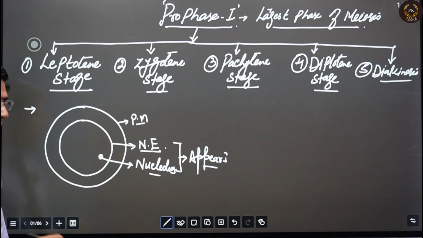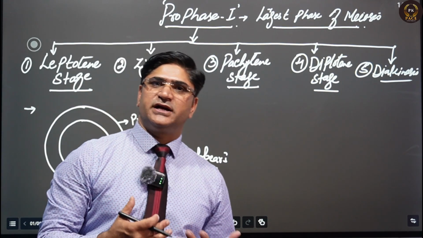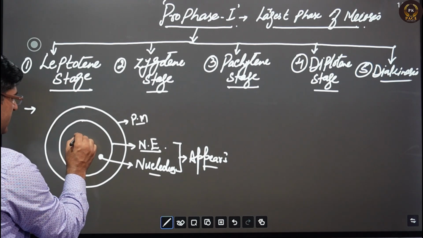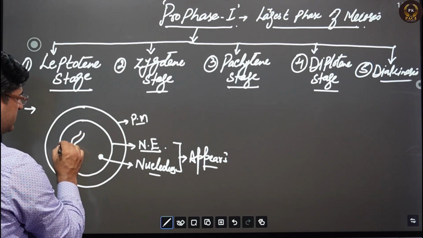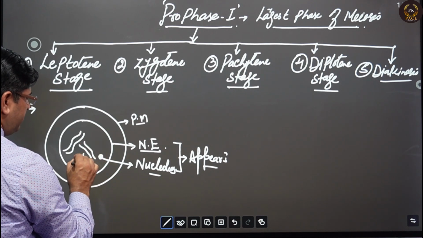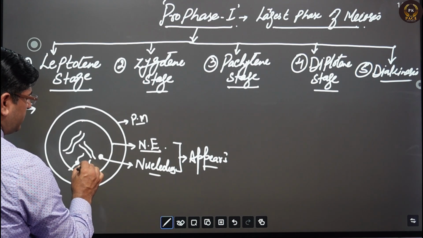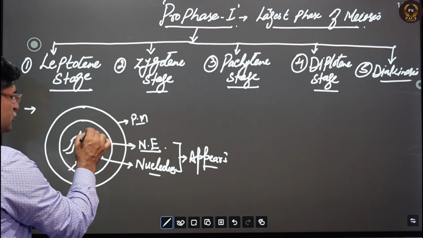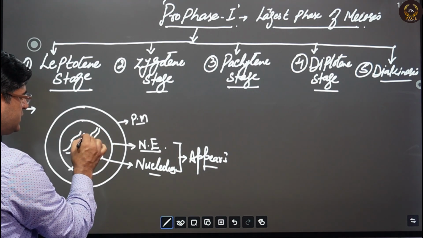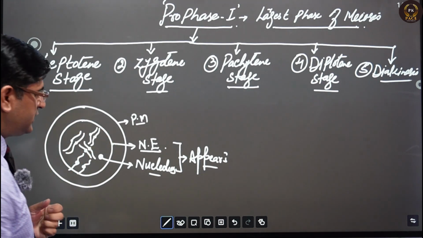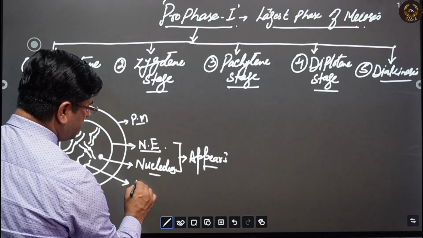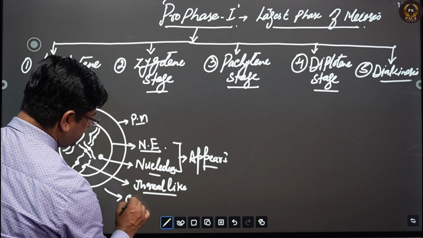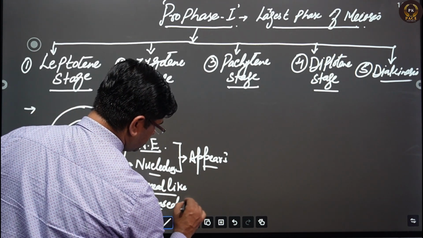Now inside this nuclear envelope, the cell contains genetic material in the form of DNA, and that DNA is going to be condensed, and different DNA strands are going to be formed in the shape of chromosomes. The chromosomes observed here are thread-like in structure. In this stage they are thread-like, but thick and condensed.